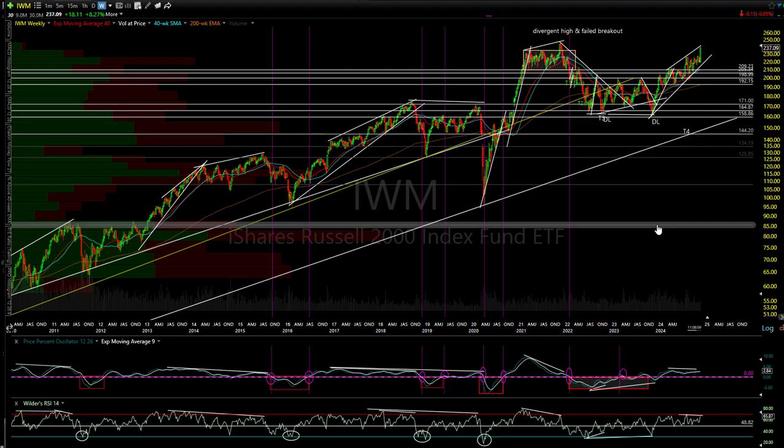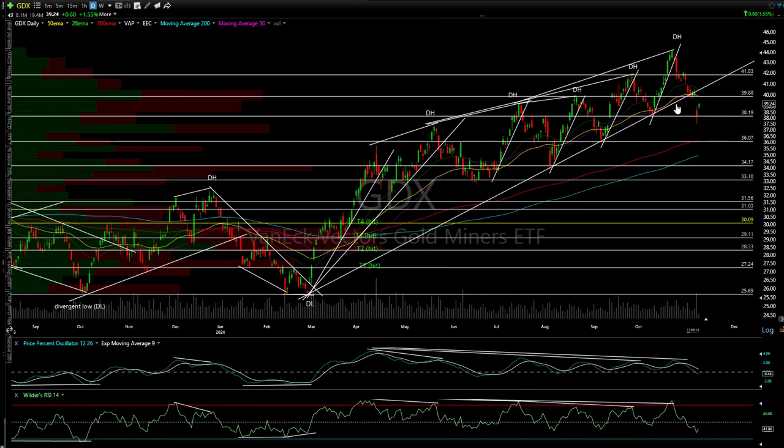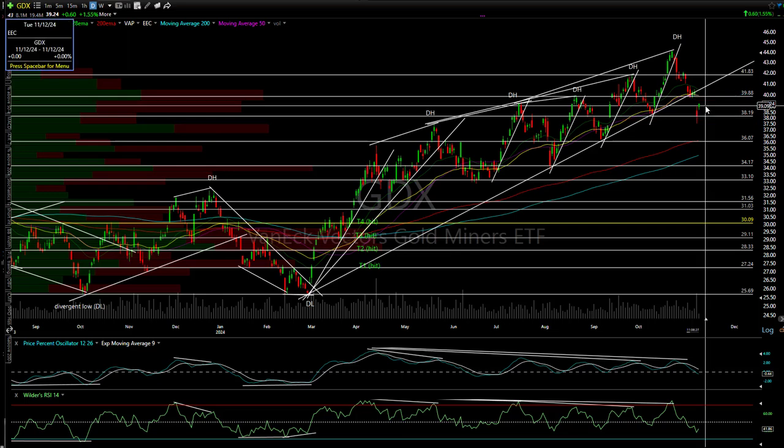Let's update GDX. Told you yesterday we're likely to bounce, I favored a bounce. It broke down, a pretty impulsive move. Hit that first target right there at 38.19. Said we'd probably get a reaction. Said we could go all the way up there, although I wouldn't bank on it. And so we're over halfway there right now.